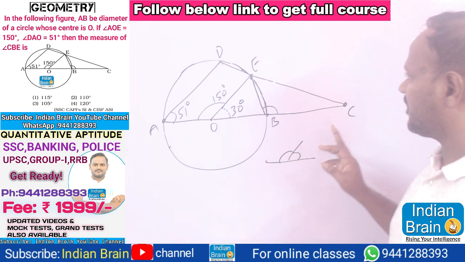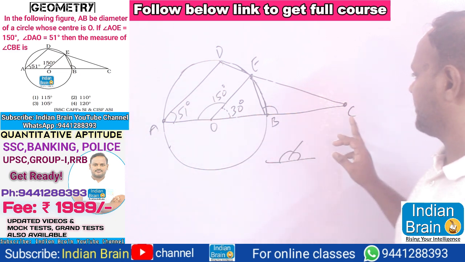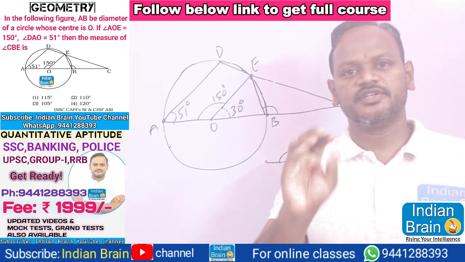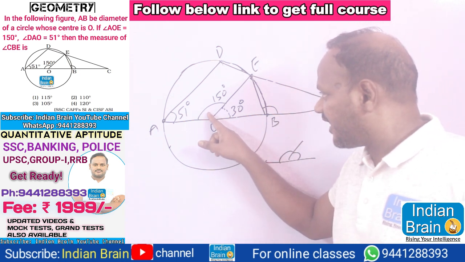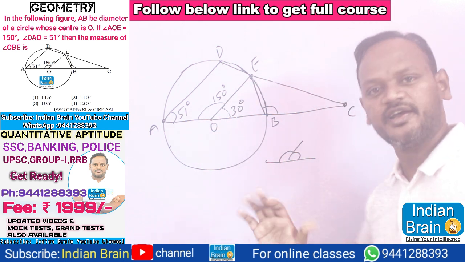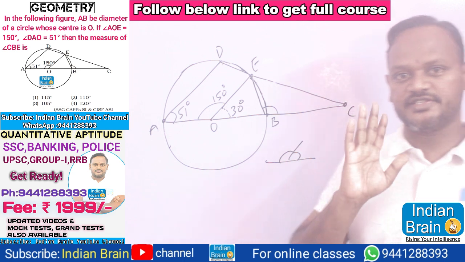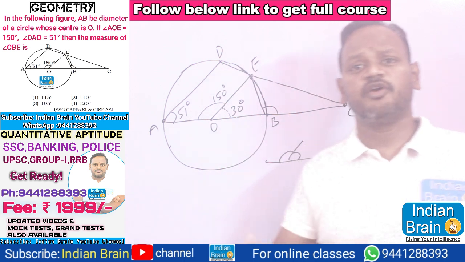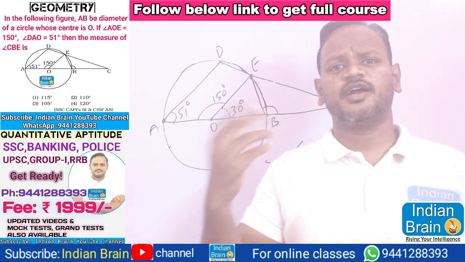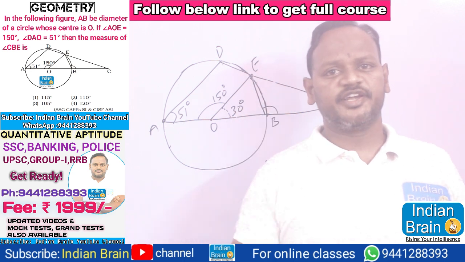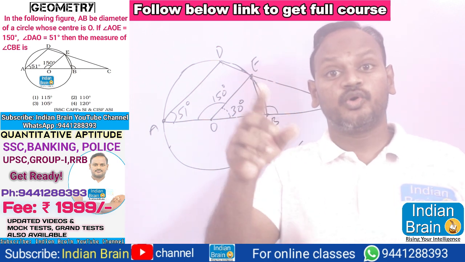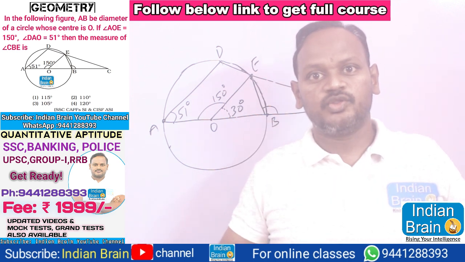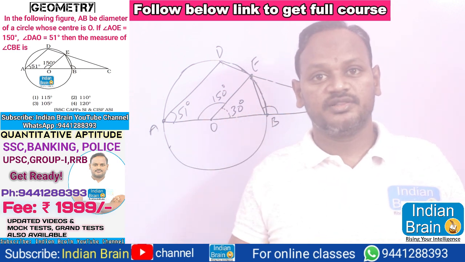Now I need to concentrate on what is being asked: CBE. We need to find this total angle, so no need to worry. According to the triangle property, whenever you have the inside angle, I can find the outer angle. This is the linear property condition. One more thing: whenever all sides are equal, it is called an equilateral triangle, and every angle will be 60 degrees. Whenever two sides are equal, it is called an isosceles triangle, and the corresponding angles will be equal. This is the second property.